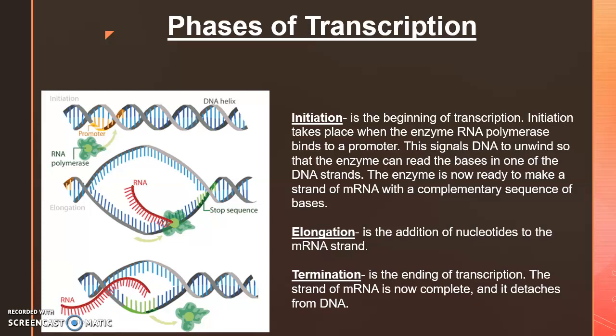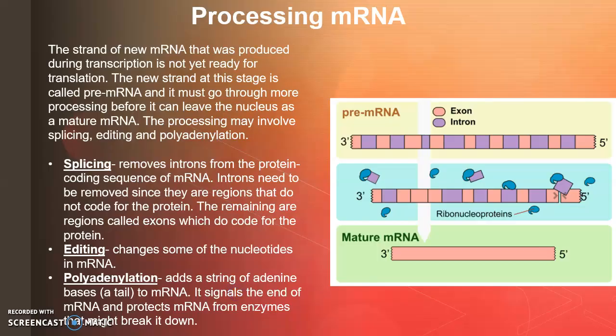Elongation is the addition of nucleotides to the mRNA strand, and termination is the ending of transcription. The strand of mRNA is now complete and it detaches from DNA. After the strand of mRNA detaches from DNA, it must still go through a few more changes.